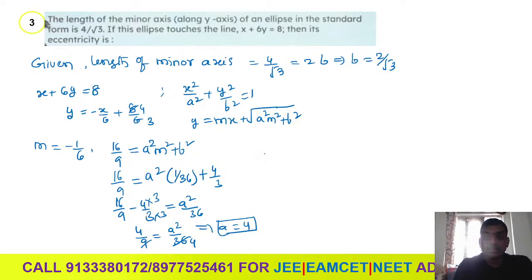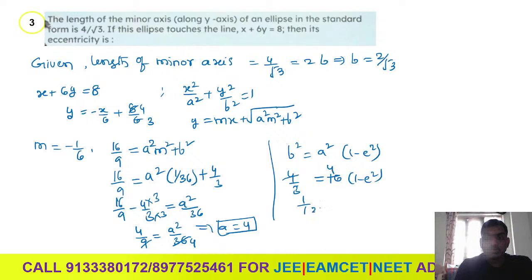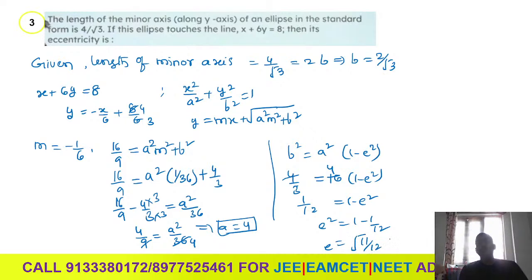What is being asked here is eccentricity. Already the minor axis is along the y-axis, so it is a horizontal ellipse. Then we can get b square equals a square times 1 minus e square. So b square is 4 over 3, a square is 16, 1 minus e square. So 1 over 12 equals 1 minus e square. Then e square equals 1 minus 1 over 12. Then e equals square root of 11 over 12. Right?